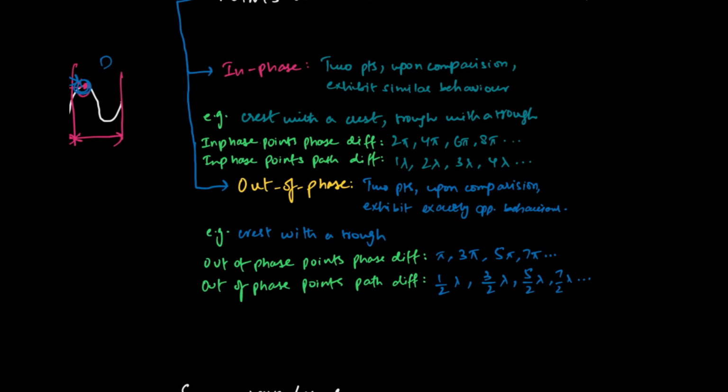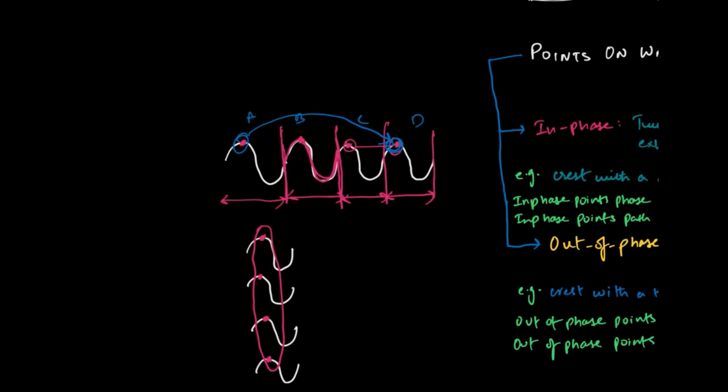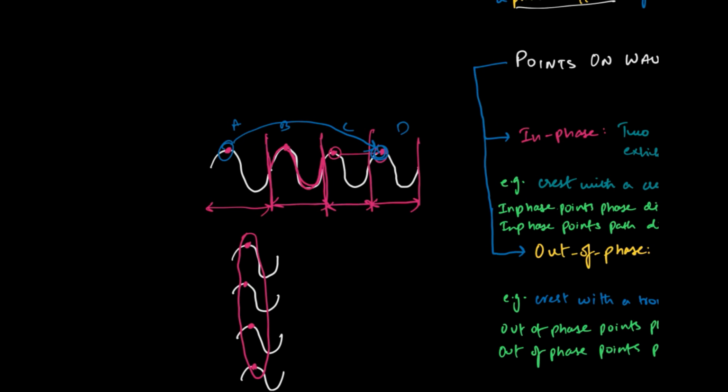Okay, so the phase differences of in phase points are 2 pi, 4 pi, 6 pi, 8 pi. So what is the logic? Between two consecutive waves the difference would be 1 lambda, which corresponds to 2 pi radians. A point on wave A and a point on wave C are at a distance of 2 lambda, which corresponds to 4 pi radians.